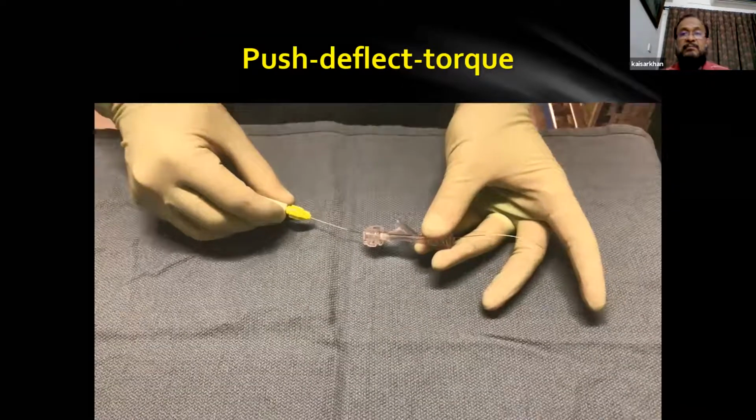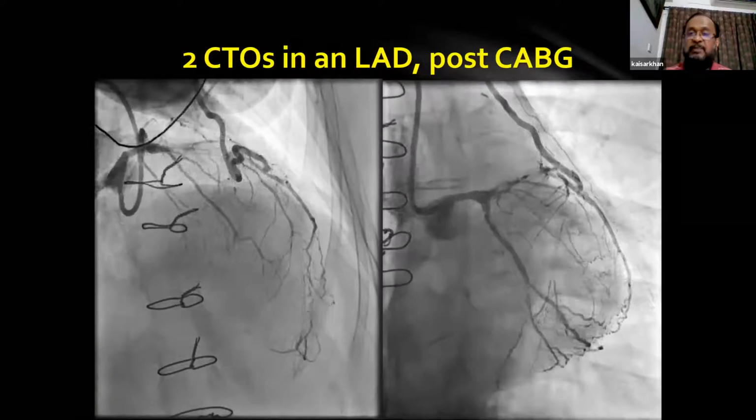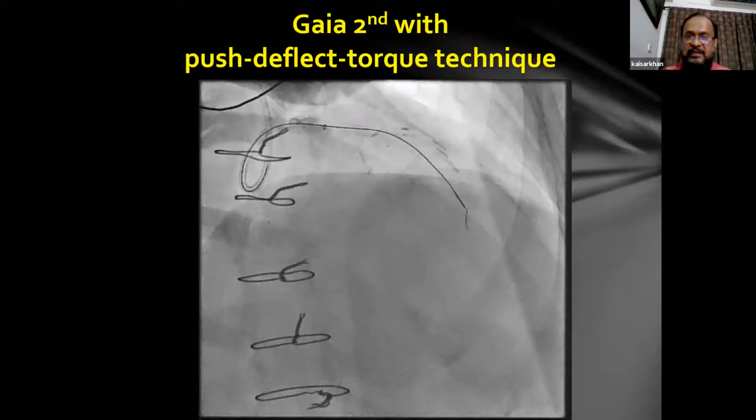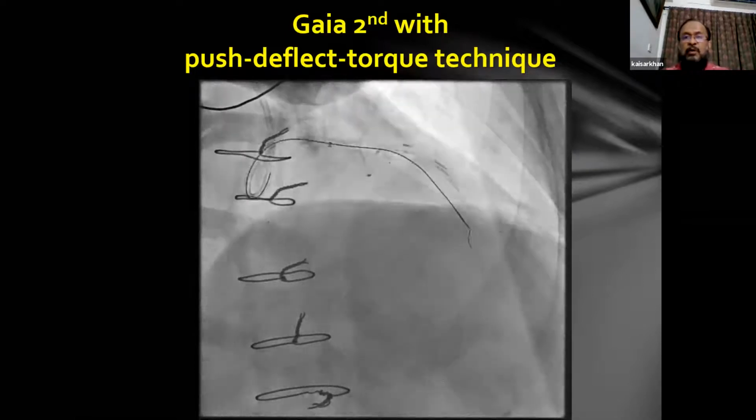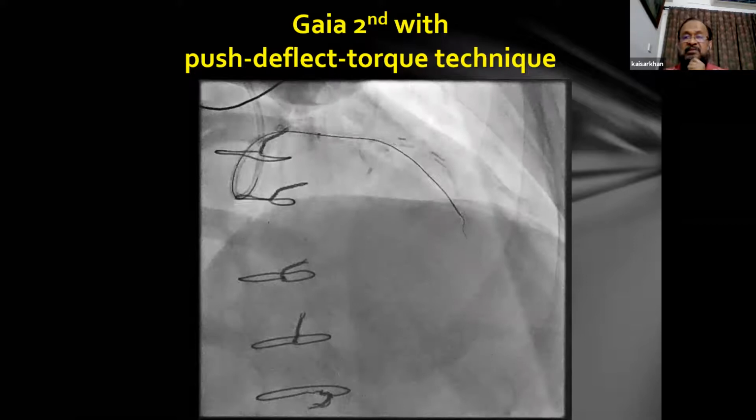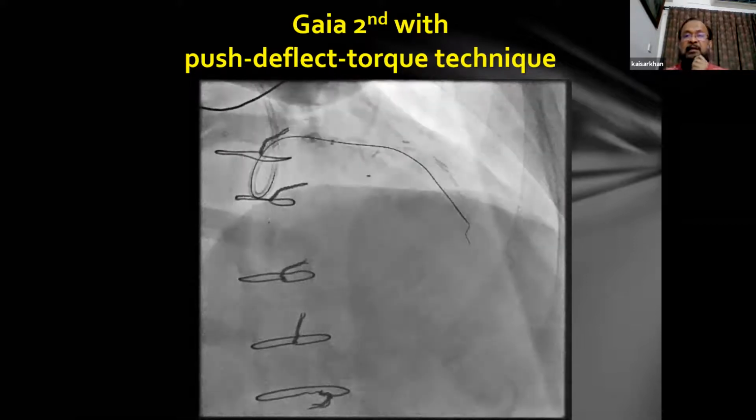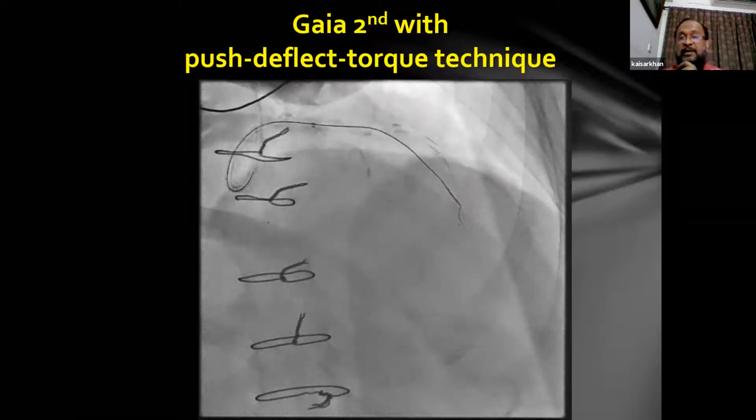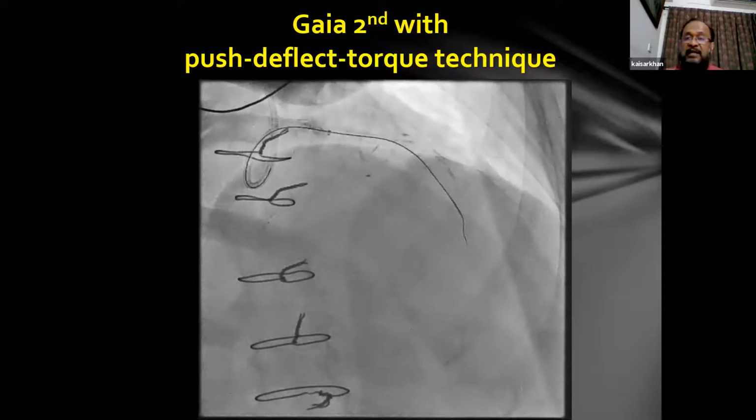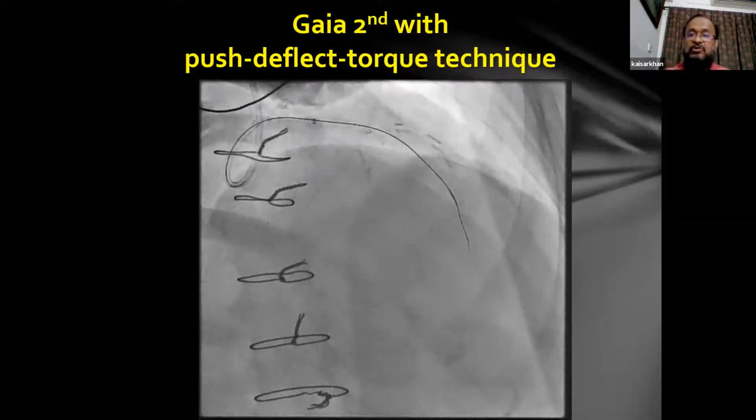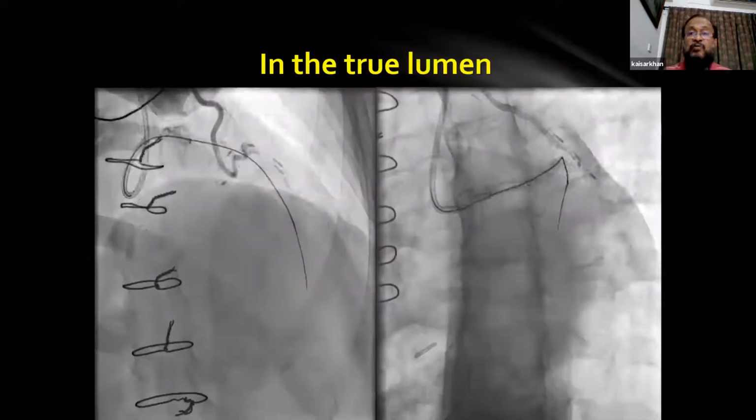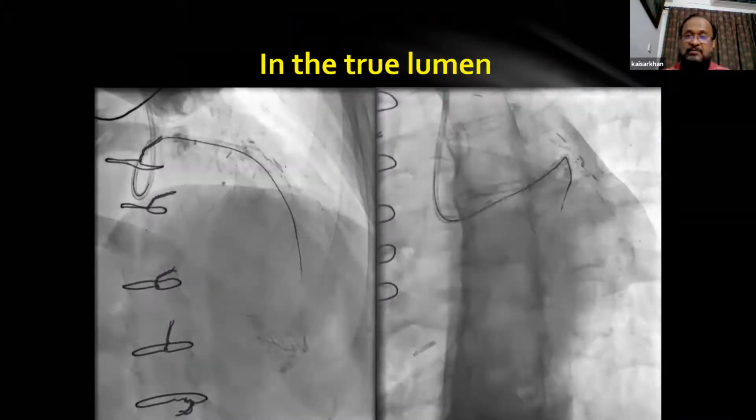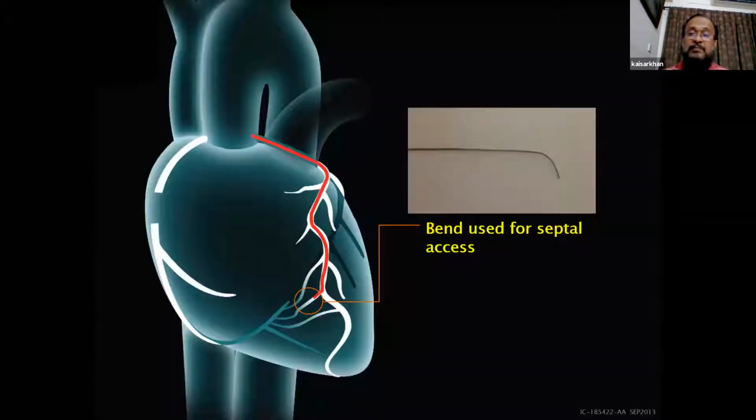So there's an example, the CTO of LAD in a post-CABG patient. You can see it's a Gaia wire, Gaia Second. So we push it, the tip is deflecting. You can see the tip is bending. Then we deflect and torque the tip and guide it in the right direction. And you can see easily the Gaia is going forward and crossing the CTO lesions. To confirm it's in true lumen, we do orthogonal injections showing that it has gone to true lumen distally.